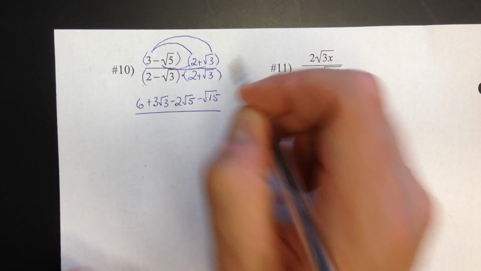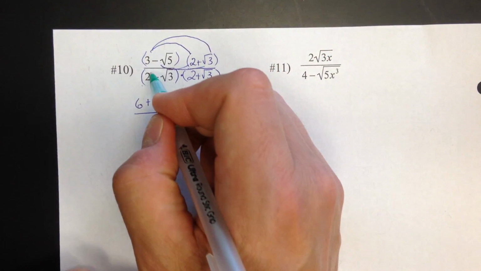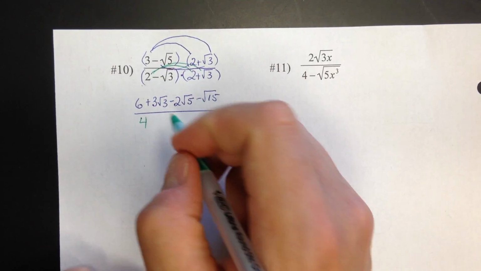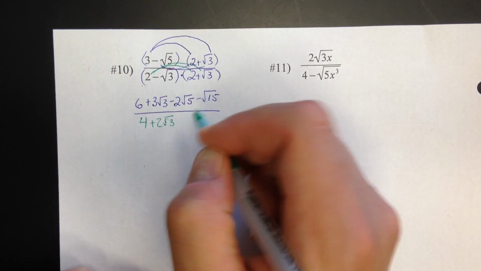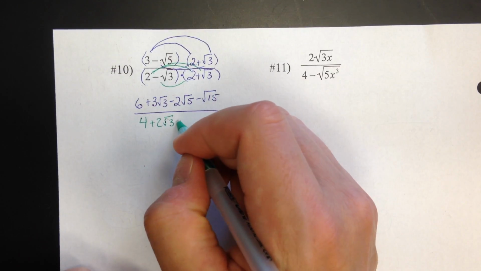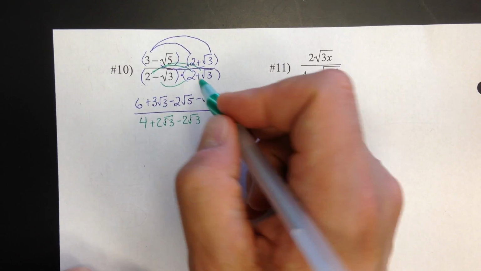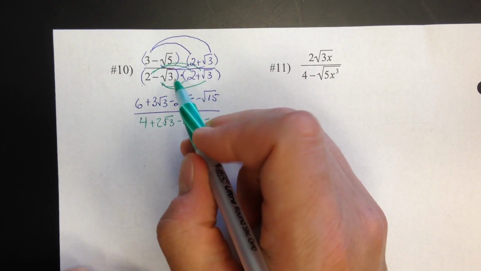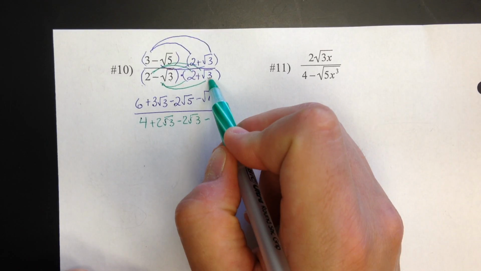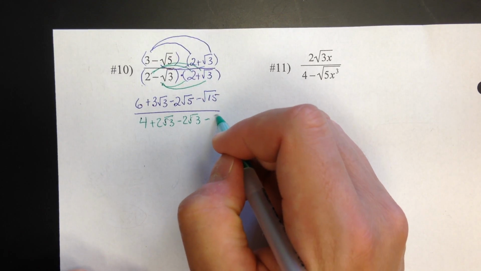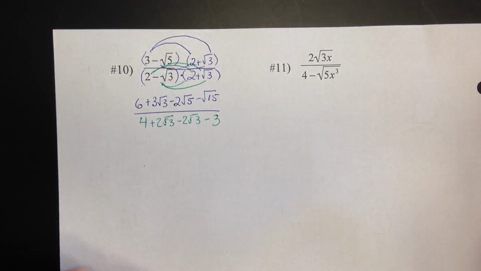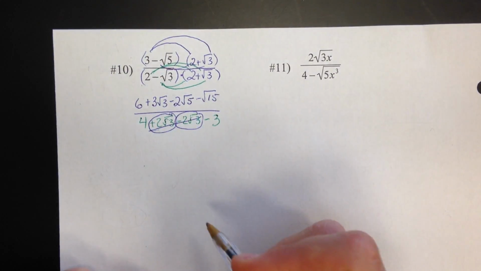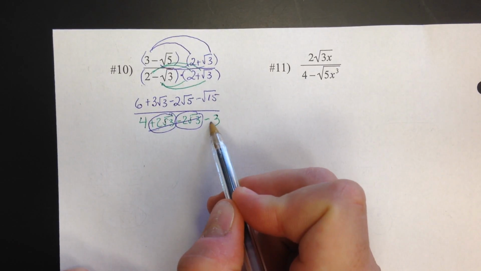Now the denominator, again we'll double distribute. 2 times 2 is 4. 2 times positive root 3 is plus 2 root 3. Negative root 3 times 2 is negative 2 root 3. Negative root 3 times root 3. Negative times positive is negative. Root 3 times root 3 is square root 9, and the square root of 9 is just 3. Your middle terms in the bottom, they're opposites. That's 0. And in the bottom, 4 minus 3 is 1.